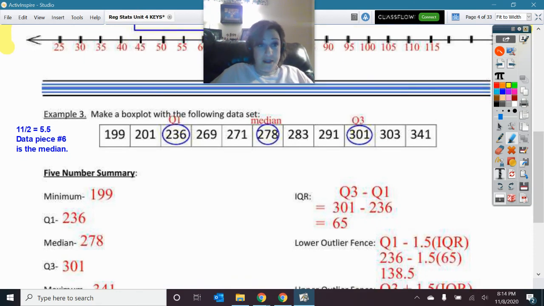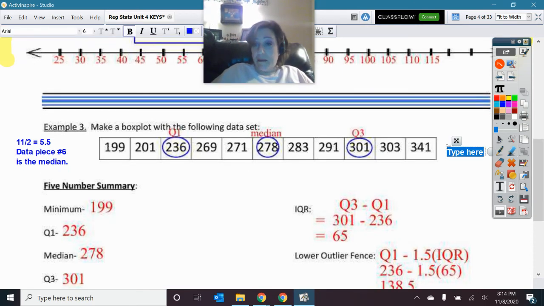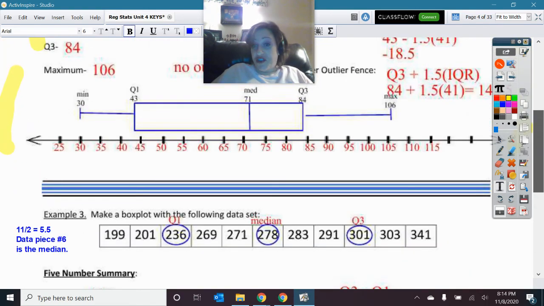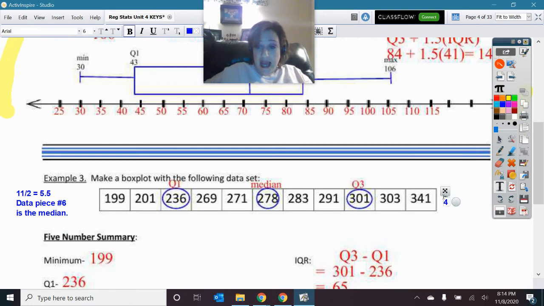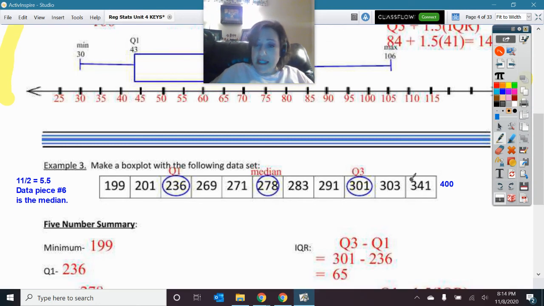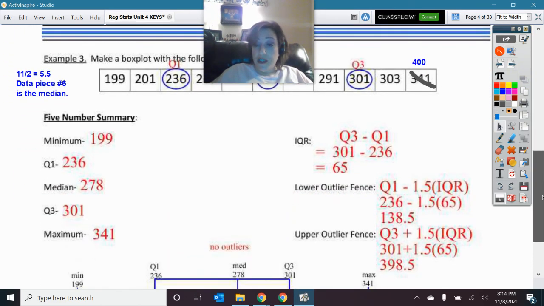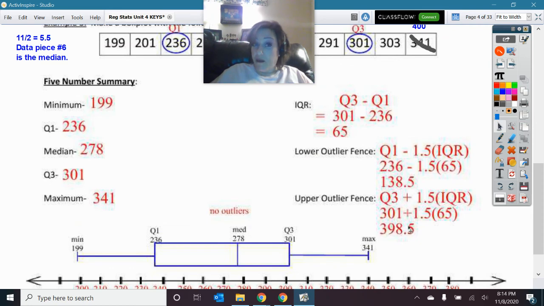So let's just say that I had a piece of data here that was 400. Say we had 400 as a piece of data. Maybe this 341, let's do that instead so that everything else stays the same. Let's say that instead of having 341, it was the number 400. So that says our 400 is above the upper fence.